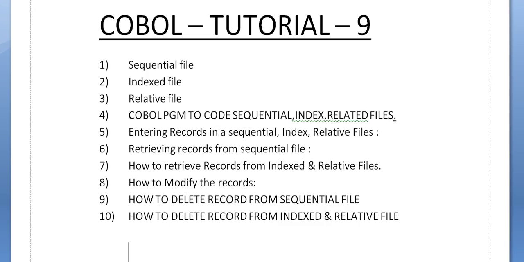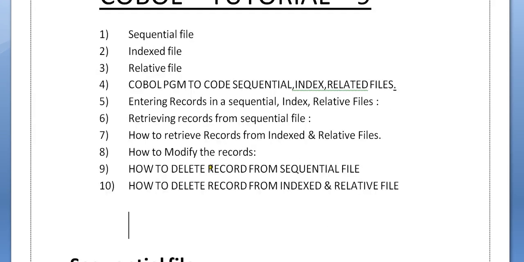In my last video, I gave you the important information about files and their usage in the mainframe world. We know that a file is a collection of records and fields. Based on the usage of files, they are categorized into three types: sequential file, index file, and relative file. In this video, below are the topics which I would like to share with you all.